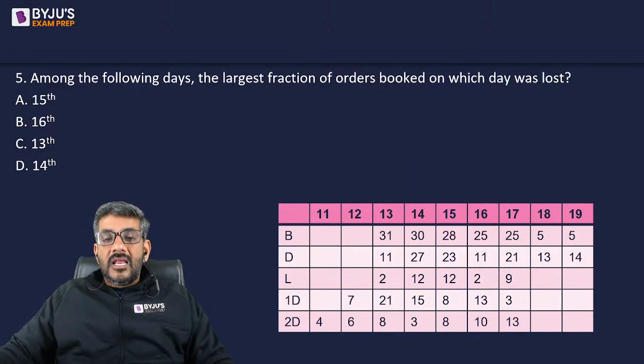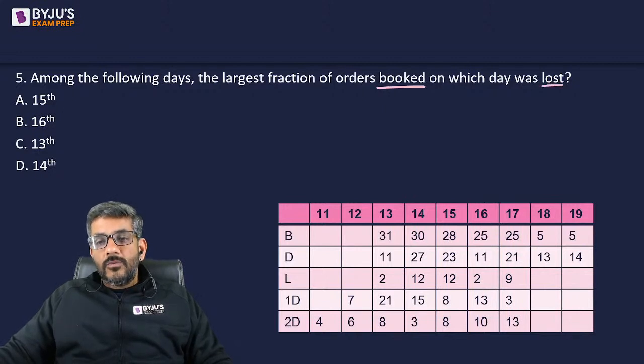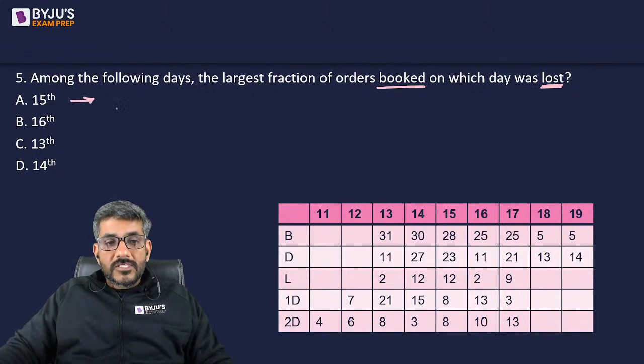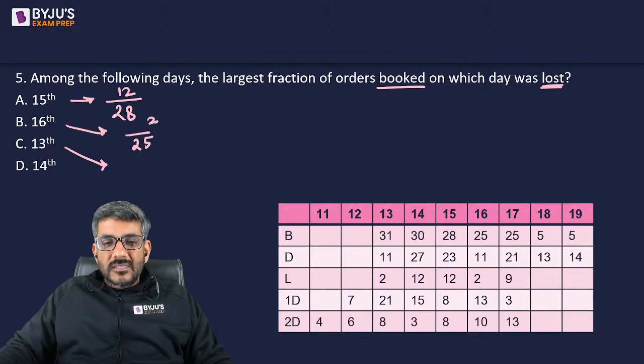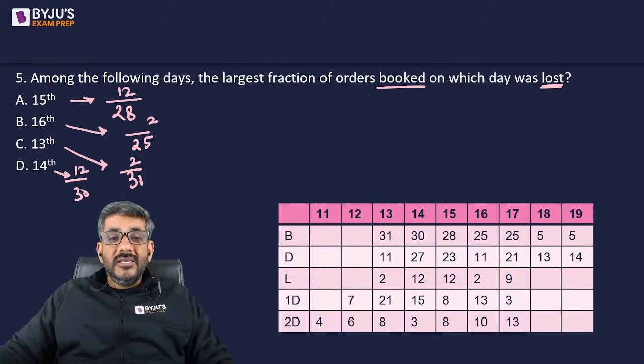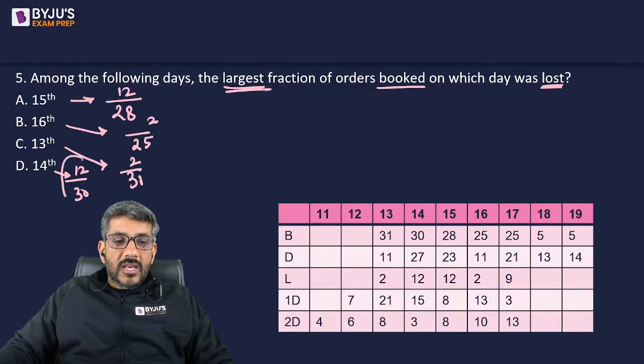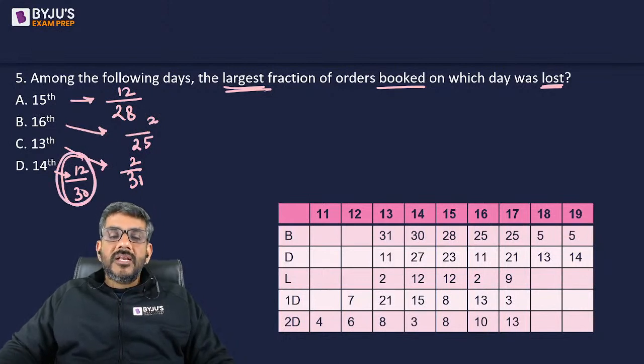Among the following days, the largest fraction of orders booked on which day was lost? Fraction of booked was lost. So 15th को booked was 28 और lost कितना है 12. 16th को booked was 25 और lost कितना है 2. 13th को booked was 31 and lost was 2. And 14th को booked was 30 and lost was 12. Out of these he says which one is the largest fraction? Of course it is clear 12 by 30 is the largest fraction. सबसे बड़ा फ्रैक्शन दिख ही रहा है 12 by 30. So therefore answer is option ये.